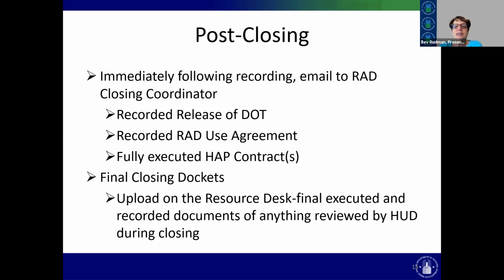And then not to forget that there is life after the closing date. So you've met, your lawyers have everybody's signatures, the escrow instructions have all been followed. You can break escrow and record. And immediately following recording, what we need emailed to the closing coordinator is the fully executed HAP contract, the recorded and the executed and recorded DOT and executed and recorded RAD use agreement. There may be some other specific items in your deal, but that's basically what we need.